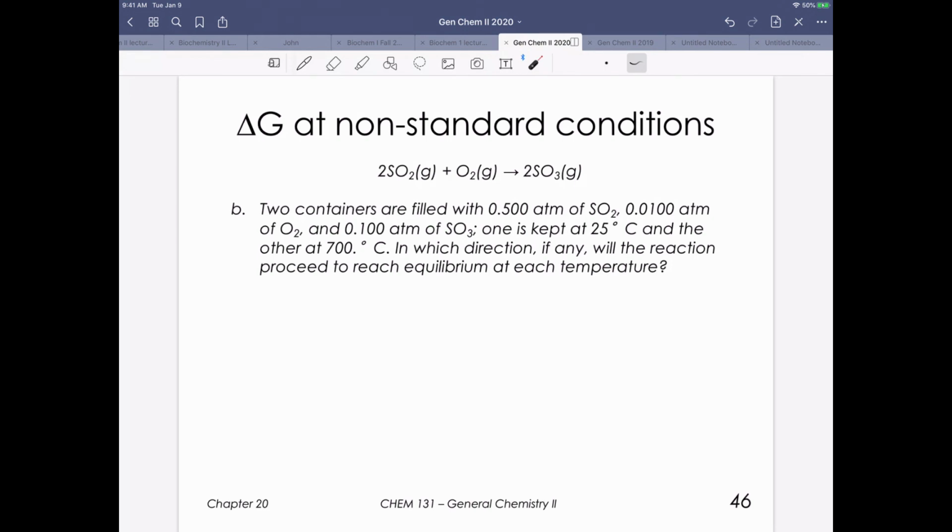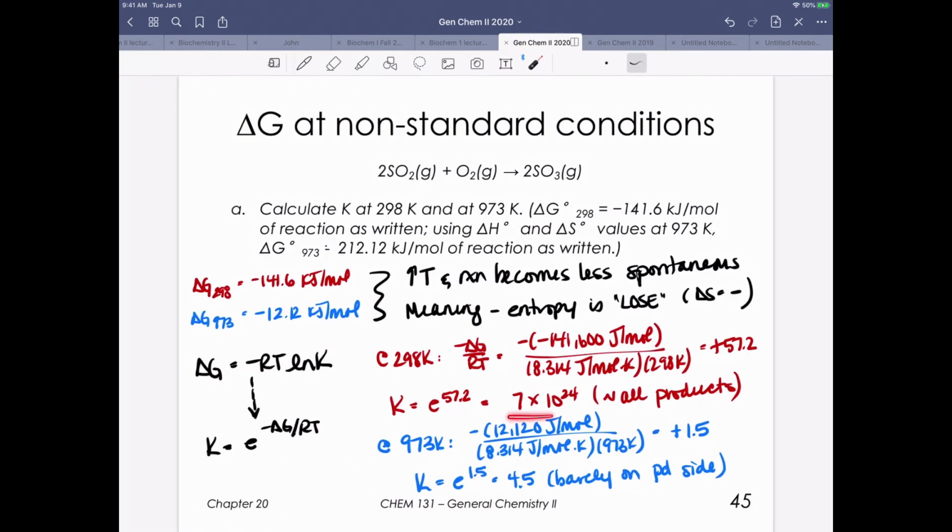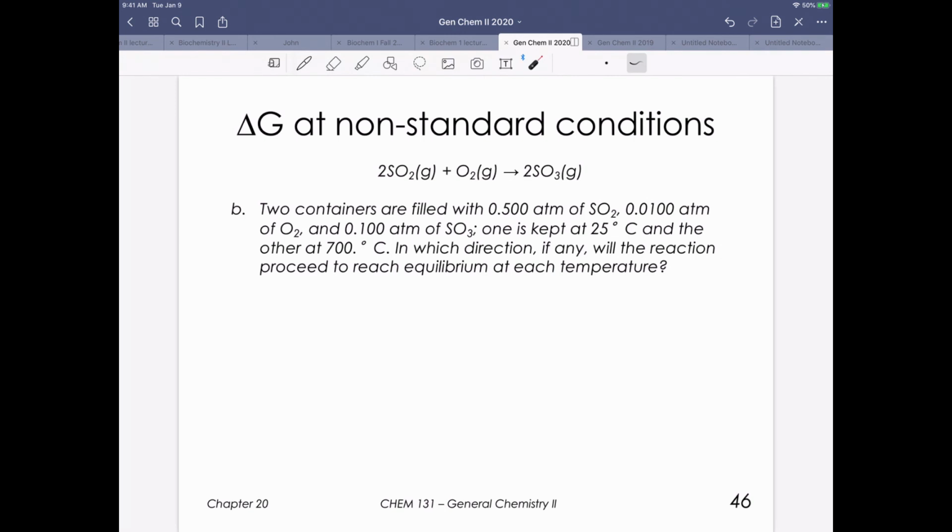So again, a hint here: this is a Q versus K comparison. We just solved for what our Ks are at these two different temperatures. So let's figure out what our Q is, and for each of these situations, figure out which way we have to shift. Try working through that problem, pause the video, and when you're ready to check your answer, press play.